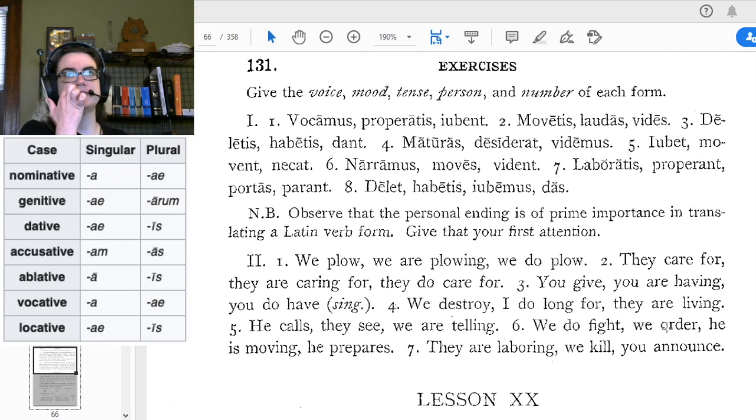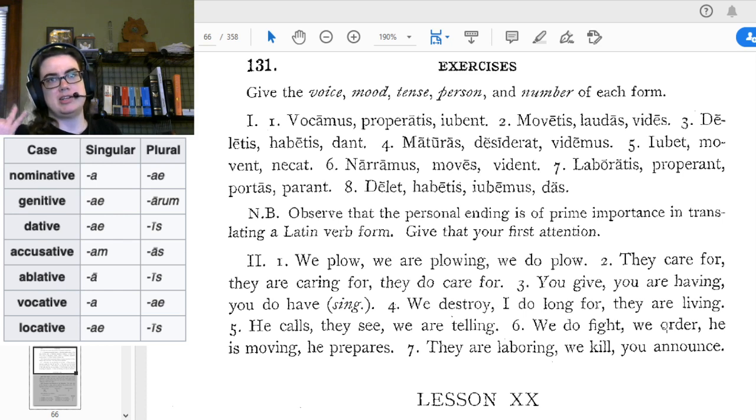Let's look at some verb forms. Give the voice, mood, tense, person, number. Person, number, tense, voice, mood. Okay? Don't make this hard. Person, number, tense, voice, mood. Number 1. Vocamus, properatis, jubent. All right, vocamus. So we got the stem voca and the ending mus. O-M-S-T, mus, tis, nt. So it's first person, plural, present, active, indicative. Everything right now is present, active, indicative.